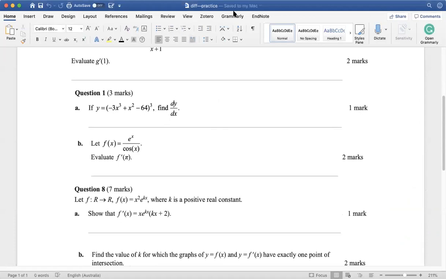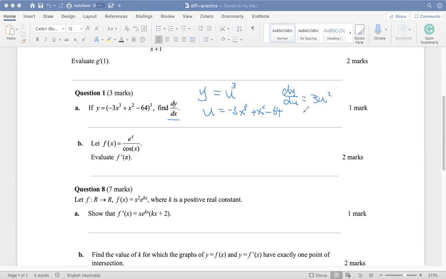For this one, they ask us to find dy dx. Again, it's just derivatives. In this case, we use the chain rule because we can make y equals u cubed, where u equals minus 3x cubed plus x squared minus 64. So my dy du will be 3u squared, and my du dx will be minus 27x squared plus 2x. Just remember the derivative of negative 64 is 0.